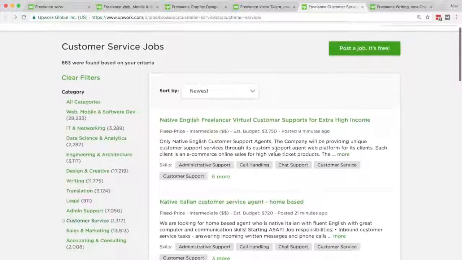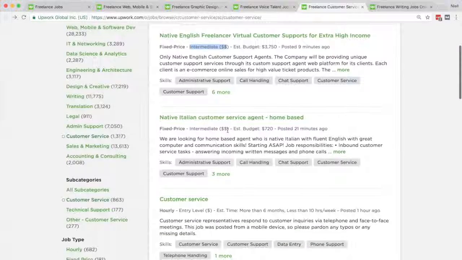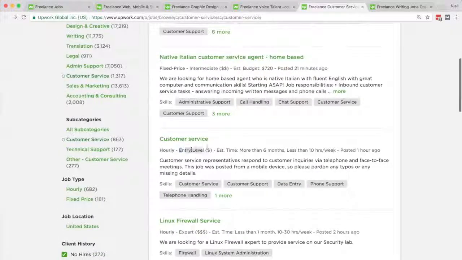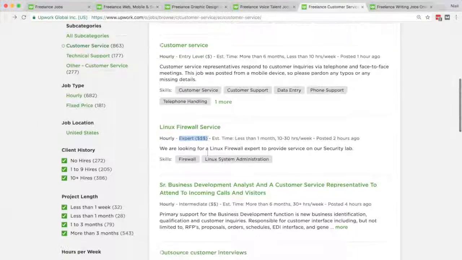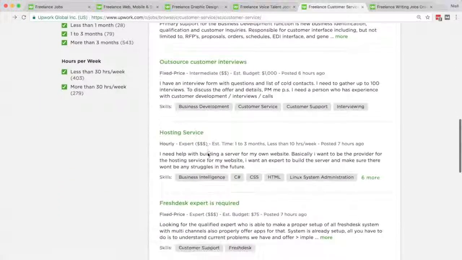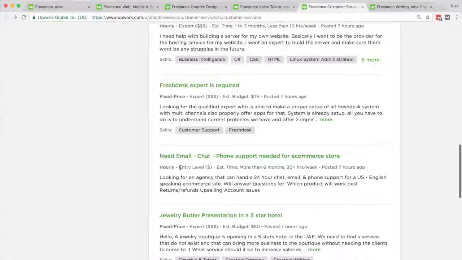The second thing to take note of is how many of the listed jobs are accepting entry-level freelancers, as opposed to intermediate and expert level freelancers. Assuming you don't have any or much experience right now, those jobs will be your bread and butter starting out. So the more of those you find, the better.